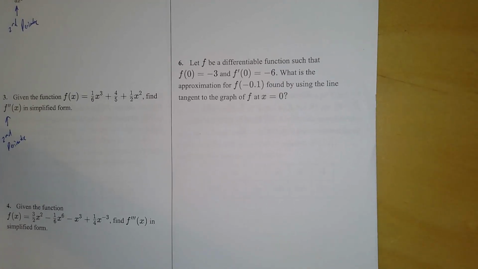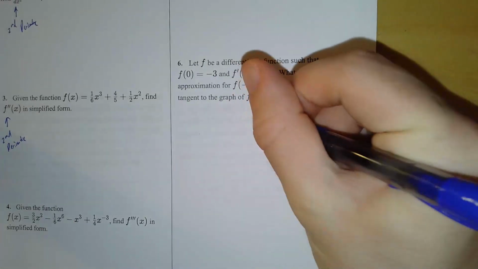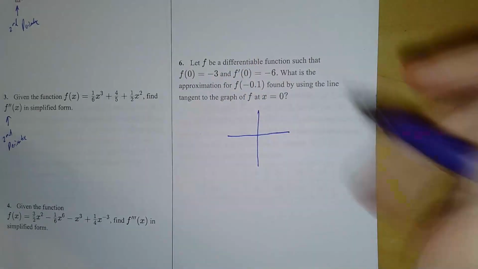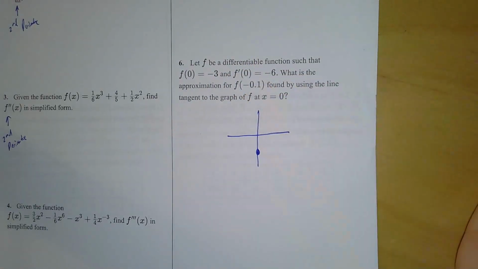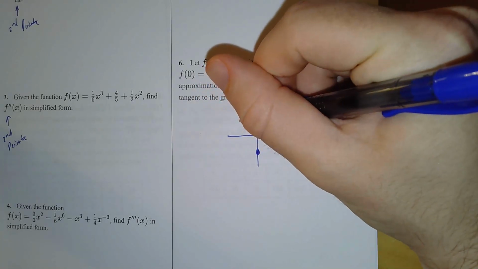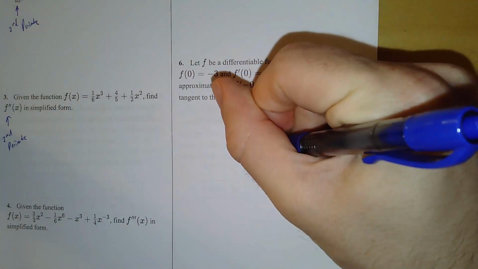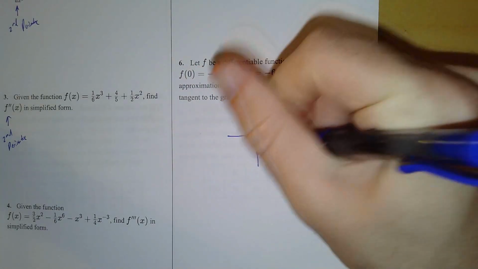Okay, so let f be a differentiable function such that f of 0 is -3 and the derivative is -6. What is the approximation of f of -0.1 found using the line tangent to the graph? Okay, I'm gonna draw what's going on here a little bit, and then we'll go from there. So let's draw this. So we have f of 0 is -3. So on my axis, I know this point is true right here, and I know that the slope there is -6. So let me just draw what the function could look like. Let's just say the function looks like something like this.